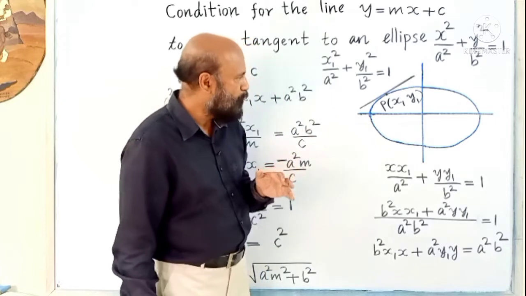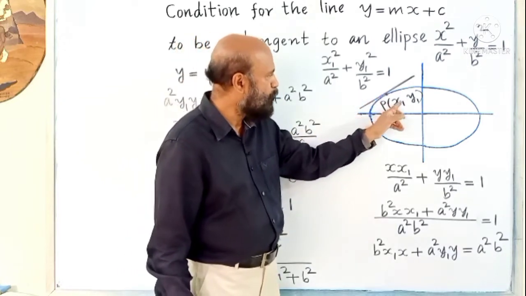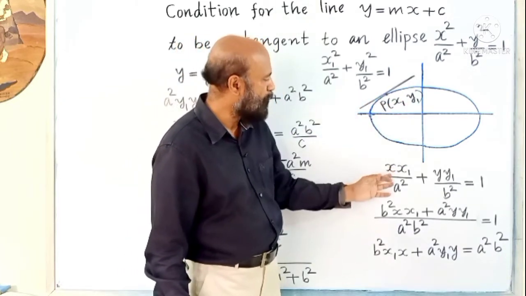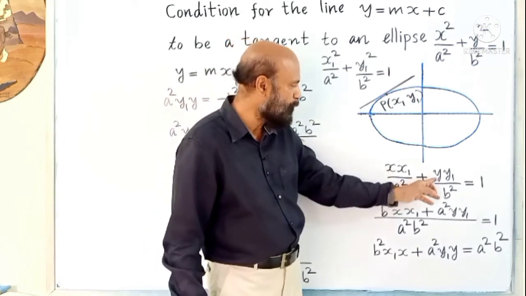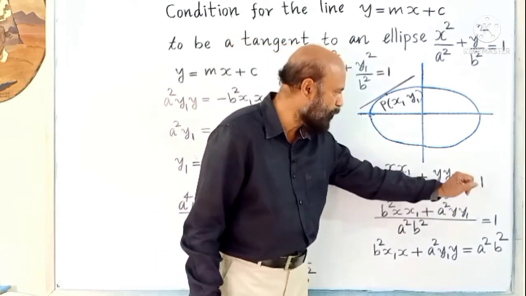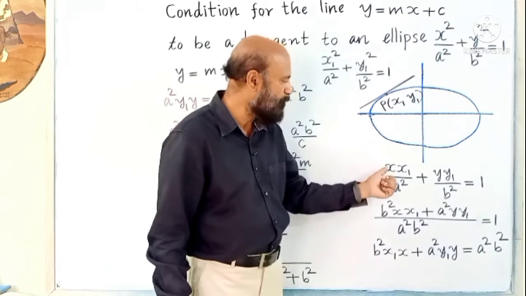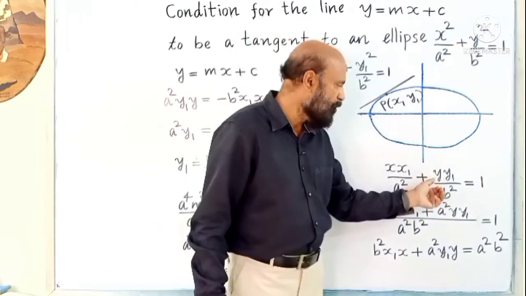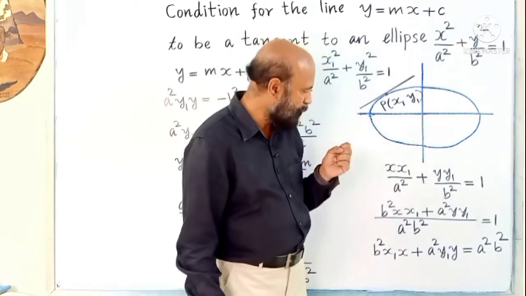You know the equation of a tangent at the point (x1, y1). The equation of the tangent is xx1/a² + yy1/b² = 1. Where there is x², you have to write xx1, and where there is y², y1. Then you will get the equation of the tangent.